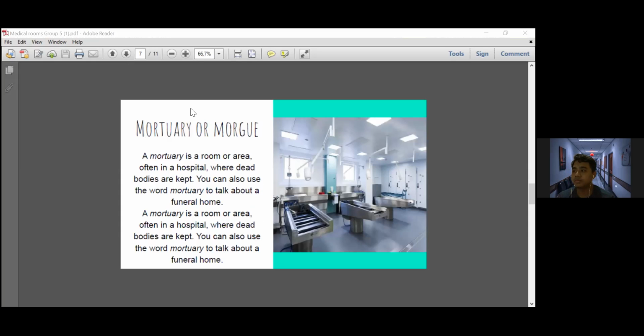Okay, mortuary or morgue, or kamar mayat in Bahasa, is a room or area, often in a hospital, where dead bodies are kept. You can also use the word mortuary to talk about a funeral home.